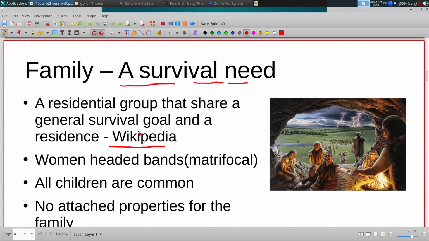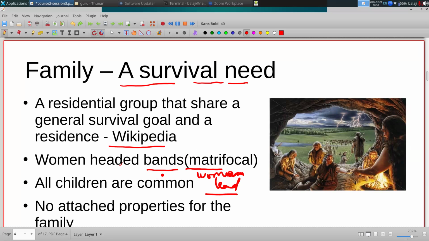Okay. So in the initial family, they were living in bands, and that's mostly matrifocal. Matrifocal meaning women led. So women were the head of the family. Why so? The reason is that when there is a band, there is a group of men and a group of women. They were all roaming around together. Wherever possible, they hunt, they eat, sleep, whatever.